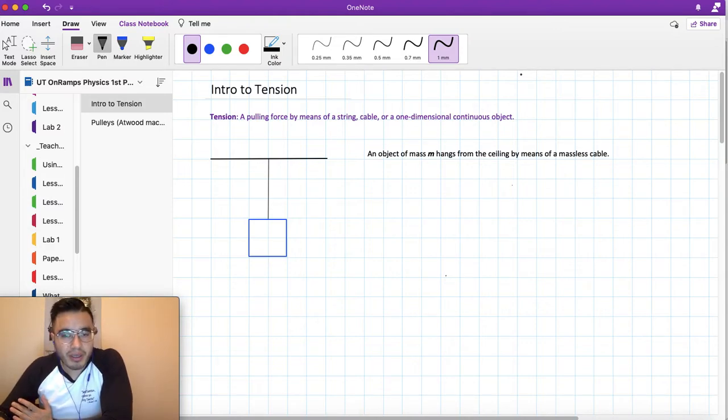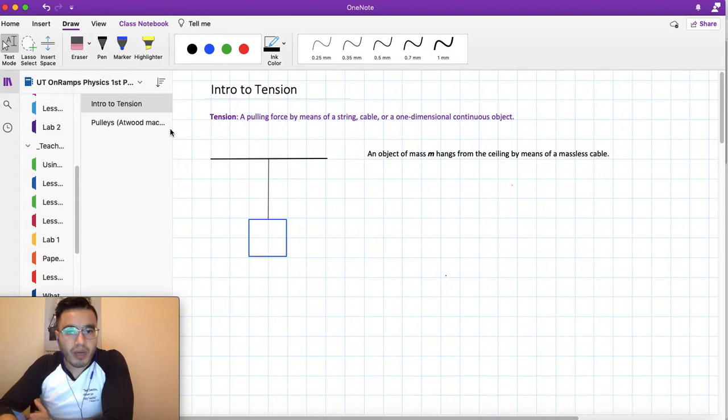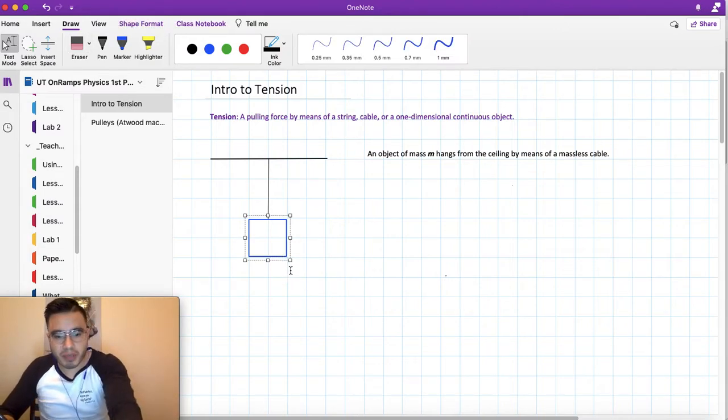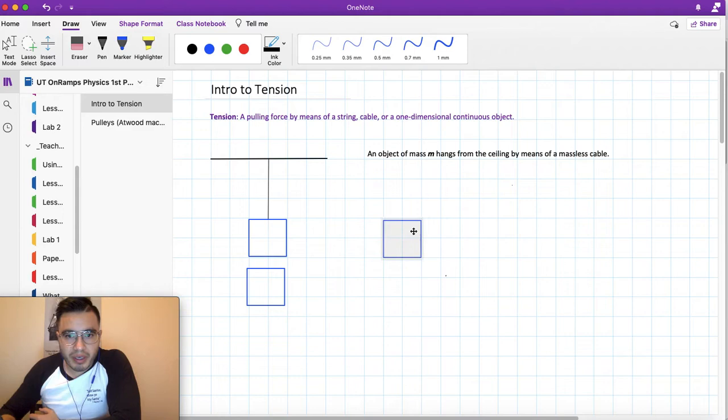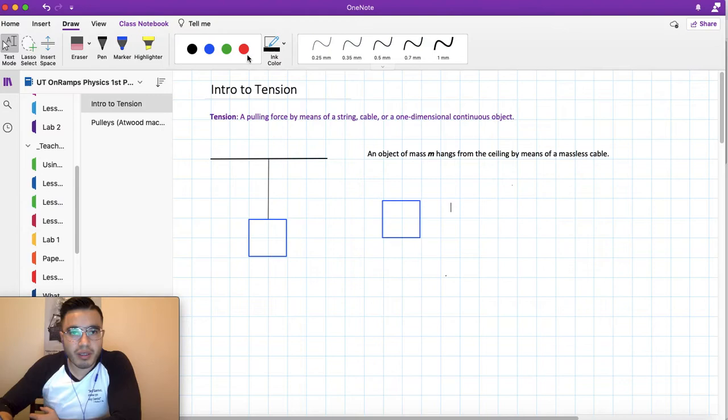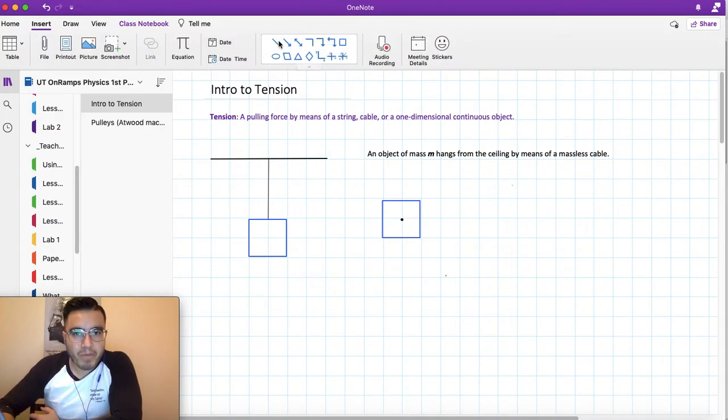For instance, the simplest situation we're going to have is the one shown over here. An object of mass m hangs from the ceiling by means of a massless cable. Massless again. And as with forces, we draw a free body diagram, right? So I'm just going to copy the shape of the object, but after that, we don't really need to do that. We just identify the center of mass. So somewhere here, center of mass, let's draw our force vectors.